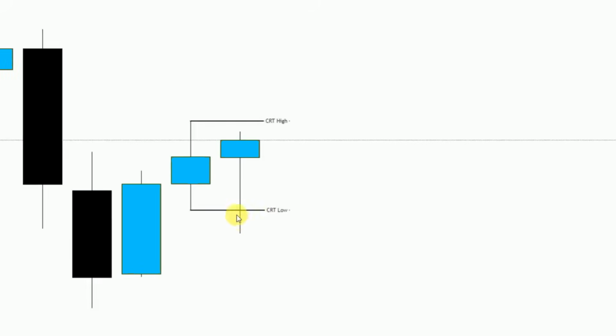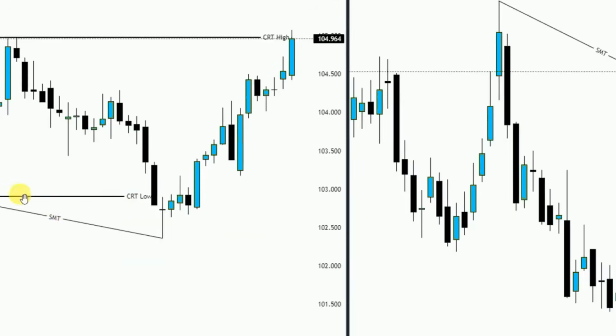The new month has opened from this level. The market has cleared sell-side liquidity. This area is now clean of sell-side liquidity. Our work on the monthly chart is complete. Now we move down to the H4 time frame. On H4, or even on the daily time frame, you can observe SMT.